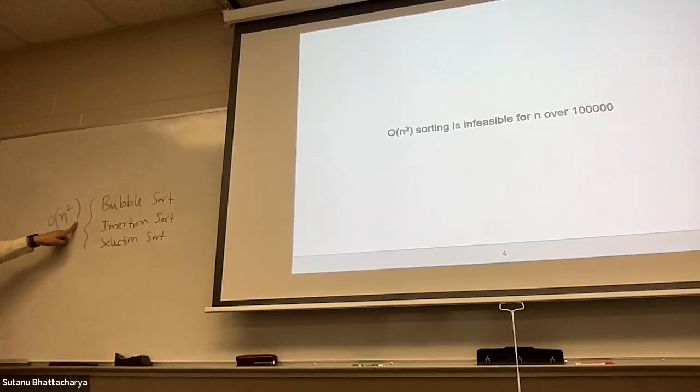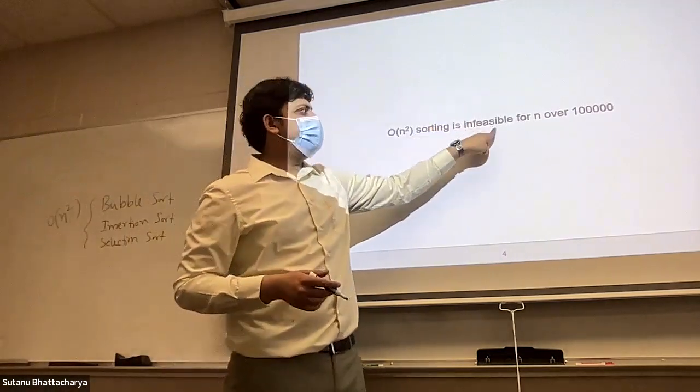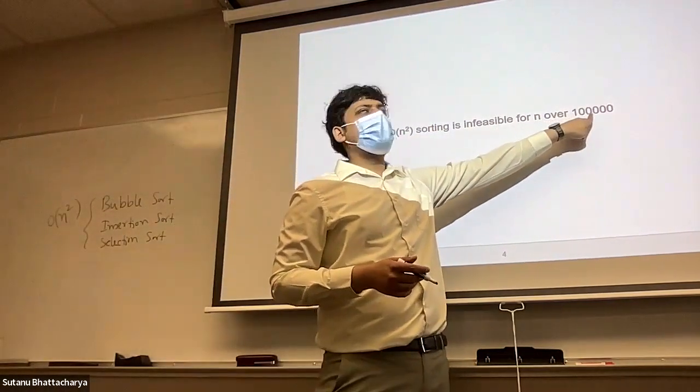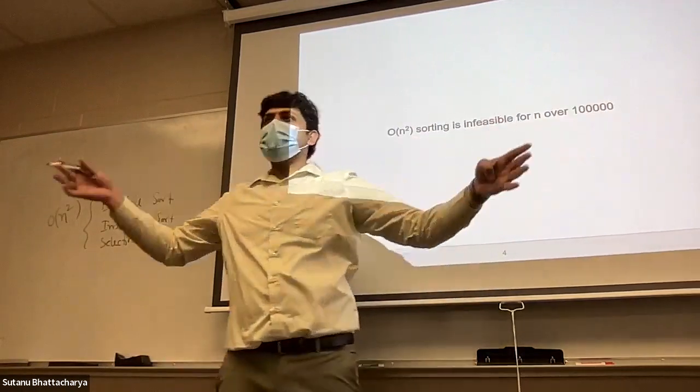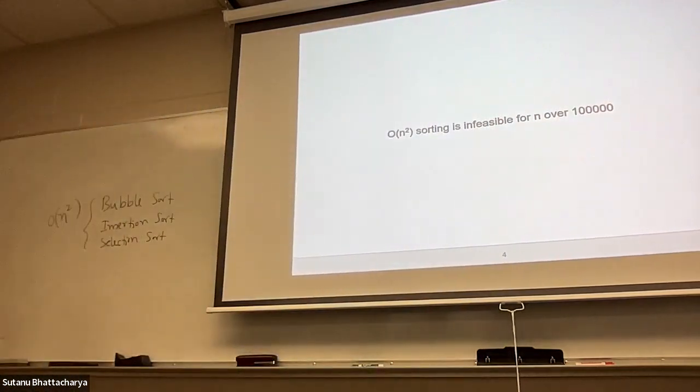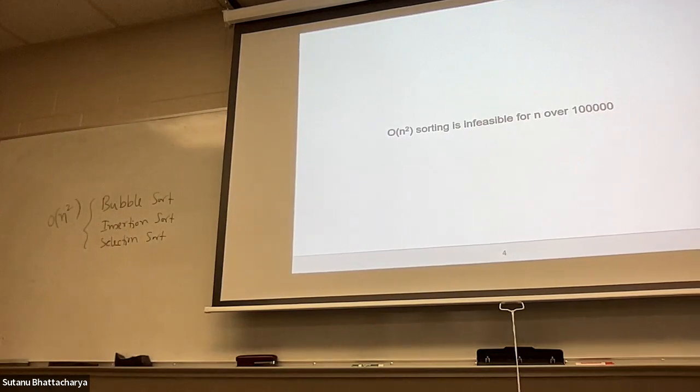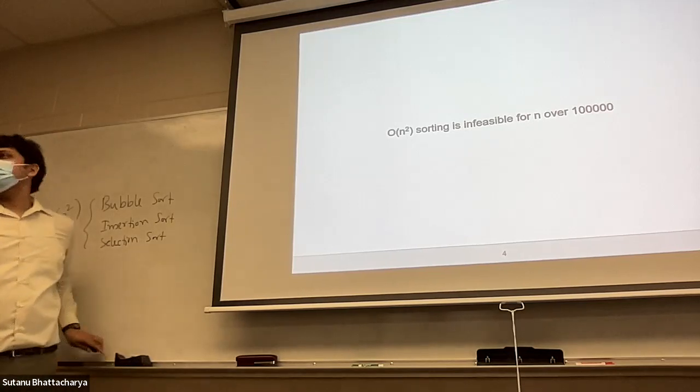So can we do better than order of n square? Because order of n square sorting is infeasible when n is more than 100,000. So when n is a very large number, these algorithms are infeasible. Although they are correct, they are infeasible when n is very large. What's the point so far? Okay, so we need a better, more efficient approach.